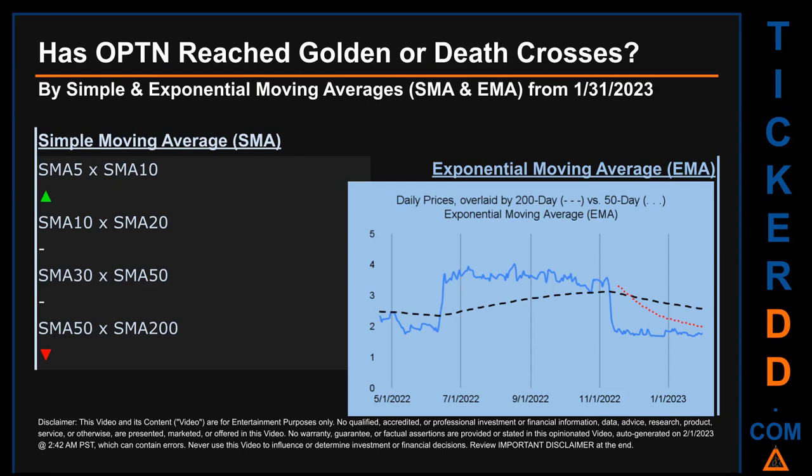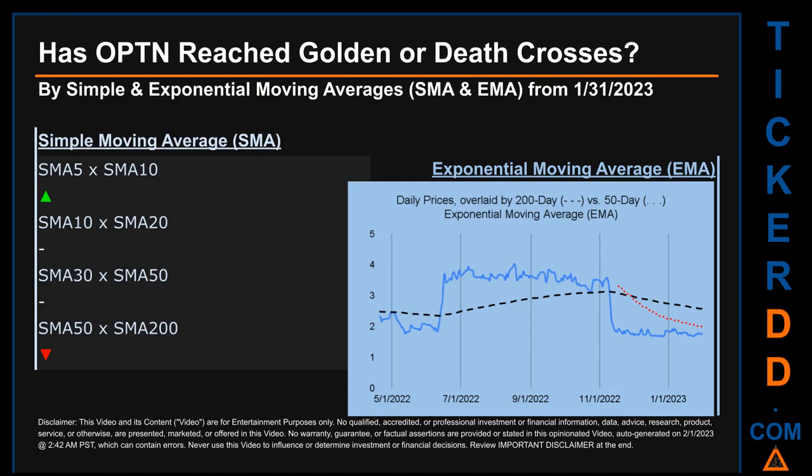Has OPTN price reached golden or death crosses? Golden cross and death cross are basic signals that compare average prices across two specified trade day ranges, a short-term versus a long-term range. For example, 5-day versus 10 trade days. Essentially, a golden cross is a bullish signal. It appears when a ticker's short-term moving average crosses above its long-term average. Vice versa, a death cross is a bearish signal when the short-term crosses below its long-term moving average.